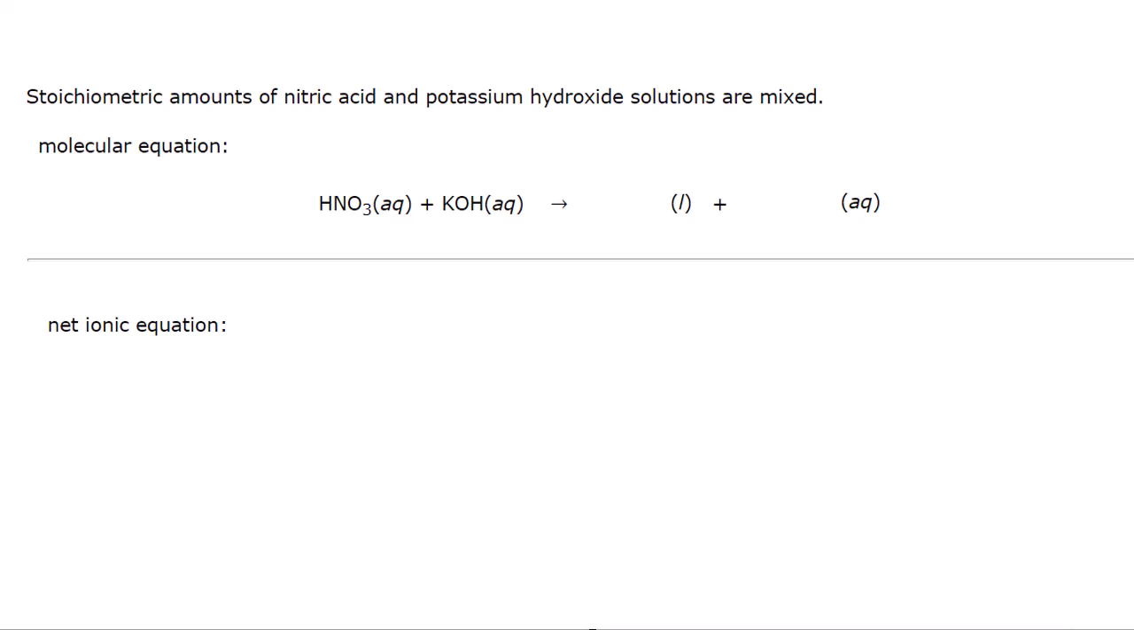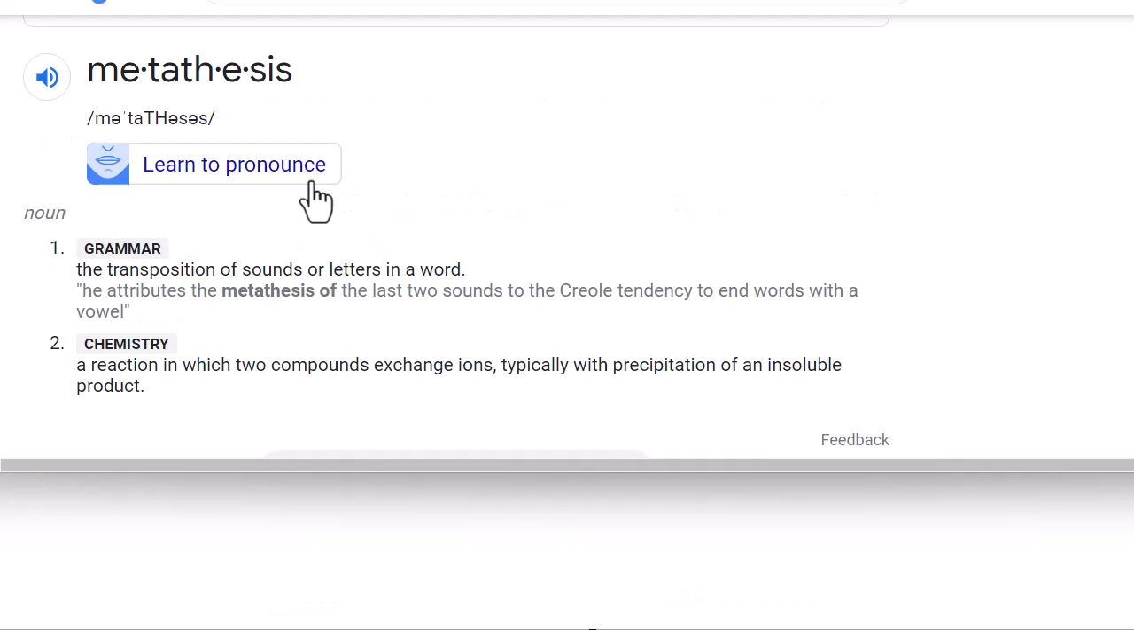That's a tough one to say. Let's go over that so we know how to pronounce it. We've got the second meaning, a reaction in which two compounds exchange ions, typically with the precipitation of an insoluble product. Well, this is a separate case, but let's do the pronunciation. Let's see how to pronounce it correctly. Metathesis. Metathesis. So tough to spell and tough to say.